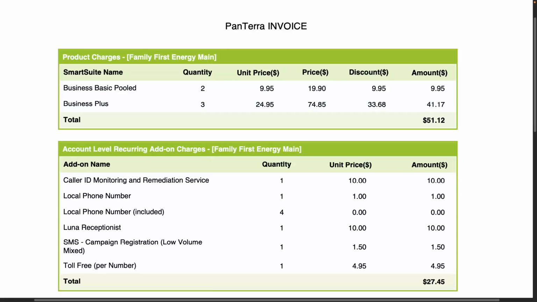If you want to understand your effective cost per seat, you can divide the final amount by the quantity. For example, for the Business Plus, you would divide $41.17 by 3 seats to estimate the cost per user.